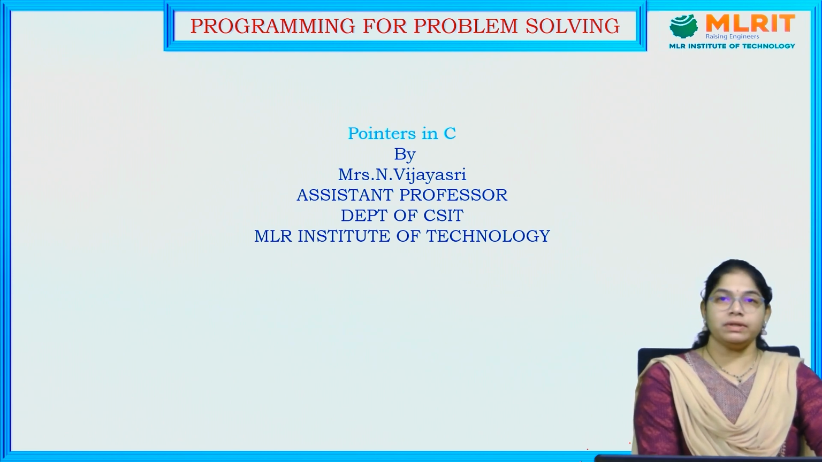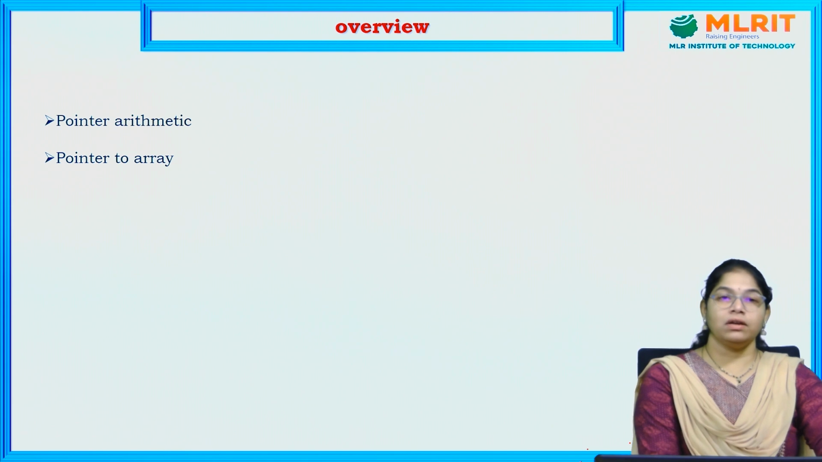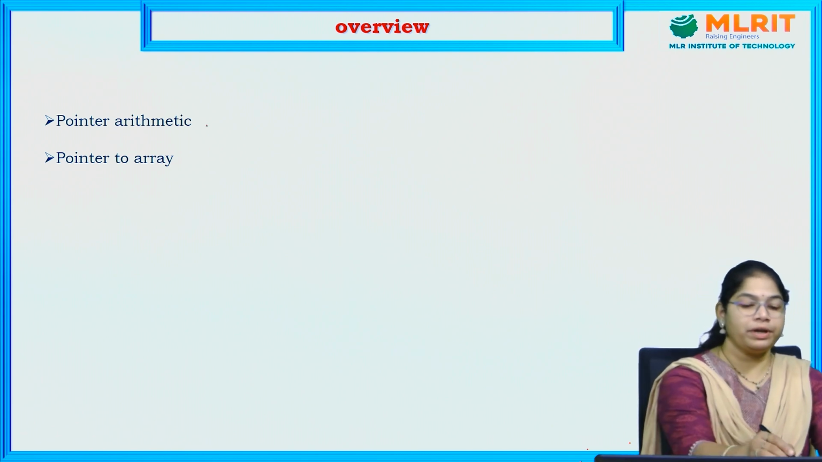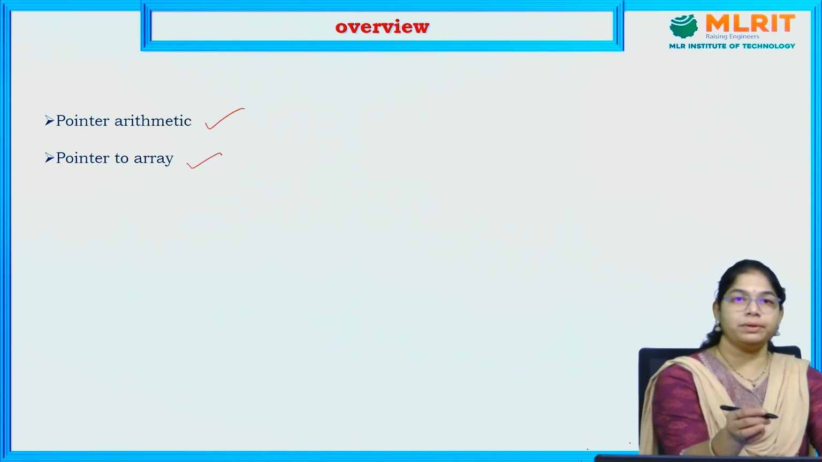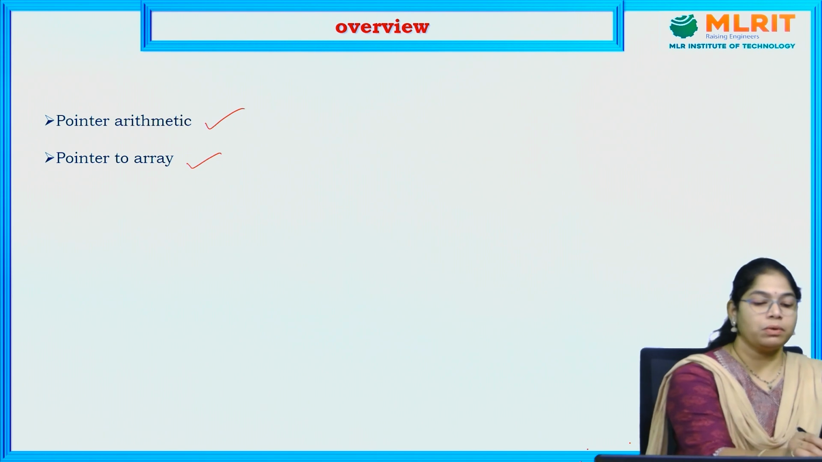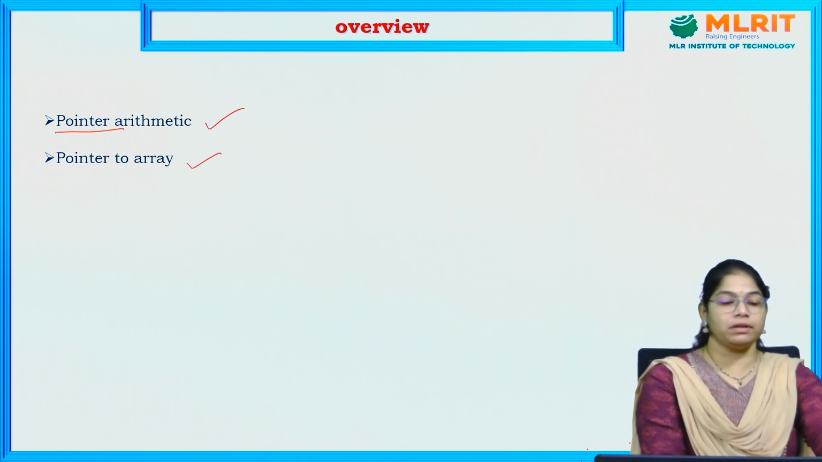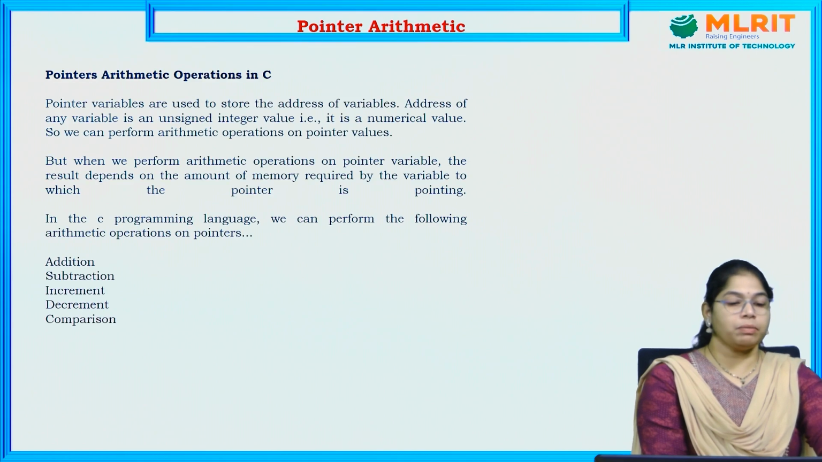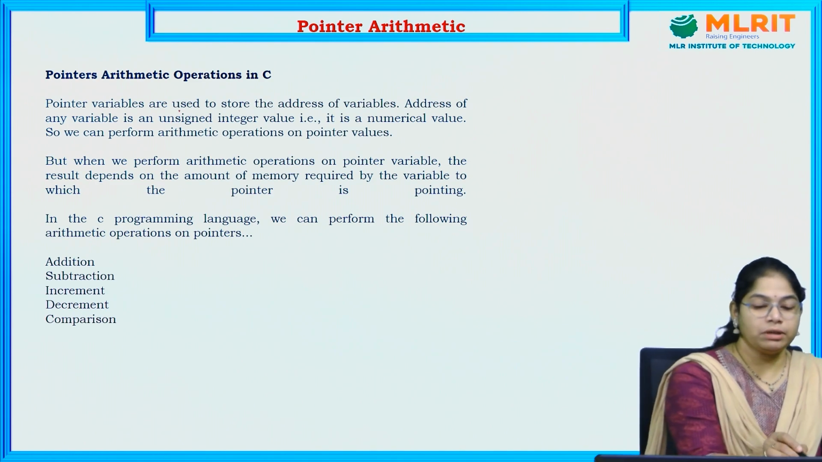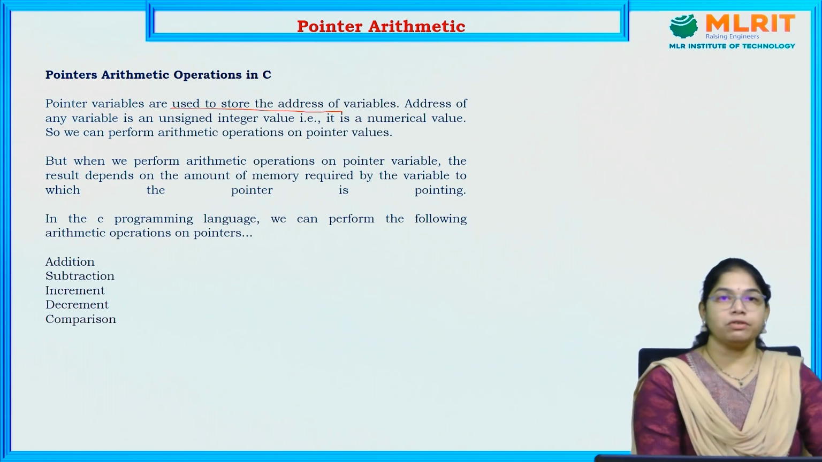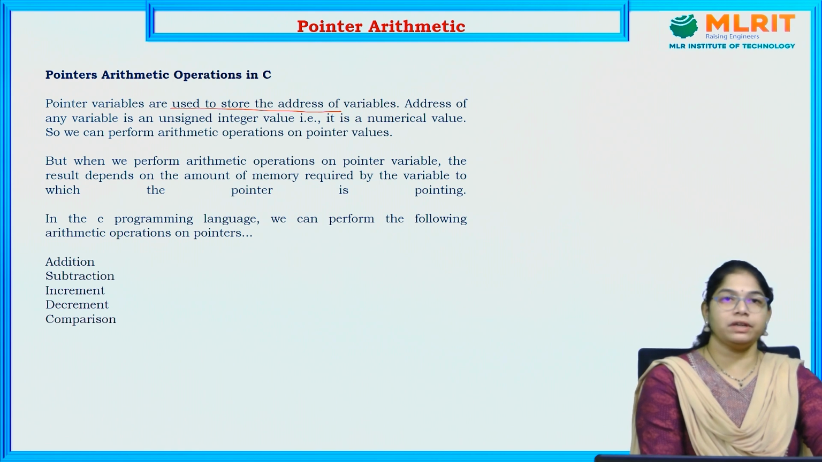In today's session, we'll discuss pointers in C: pointer arithmetic and pointer to array. Before this, we'll see what a pointer is. In the previous session, we discussed what a pointer is and the types of pointers. A pointer variable is used to store the address of another variable. So a pointer is a variable which is used to store the address of another variable.